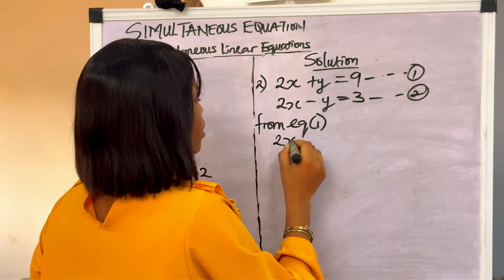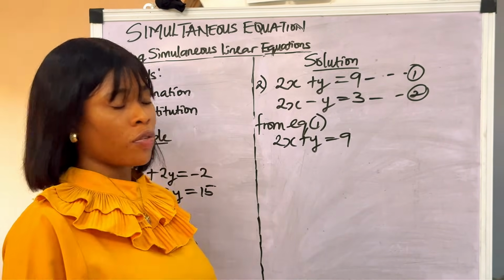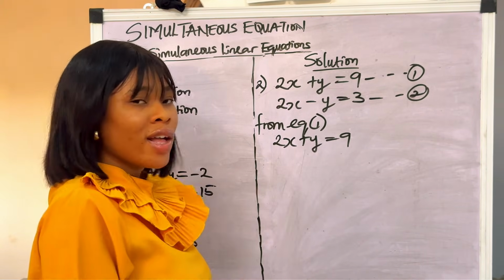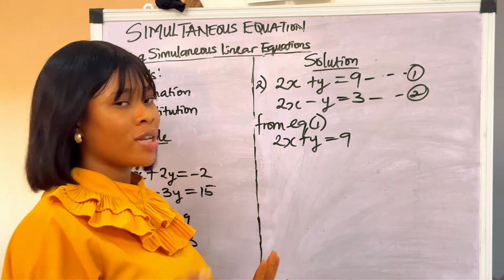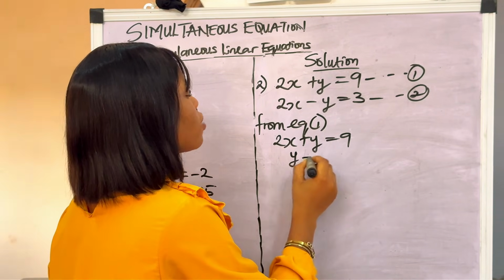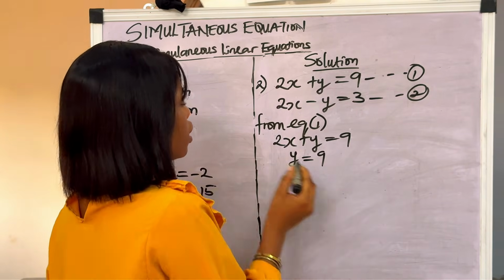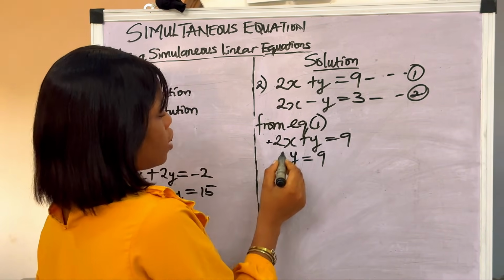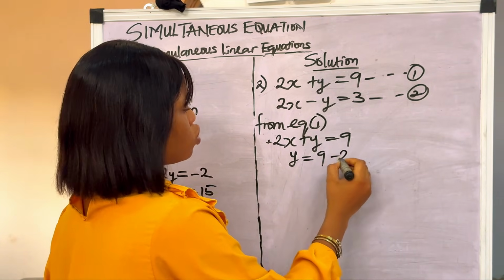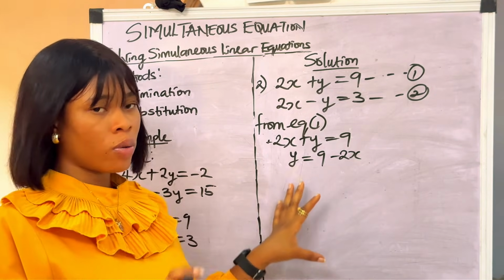And we have 2x plus y equals 9. Now, making y the subject of the formula in equation 1, I have to move whatever is not y to the other side so that y can be alone. So we have y equals 9. Now 2x is coming over to this side. It has an invisible plus here. When you cross it over, it becomes minus 2x. Now we have made y the subject of the formula.